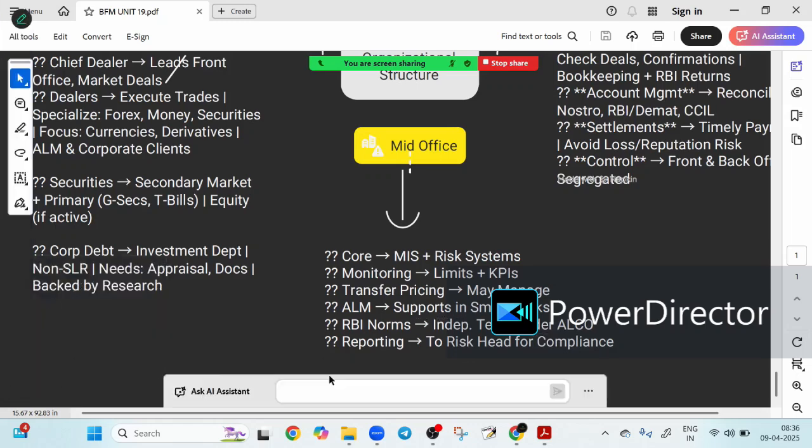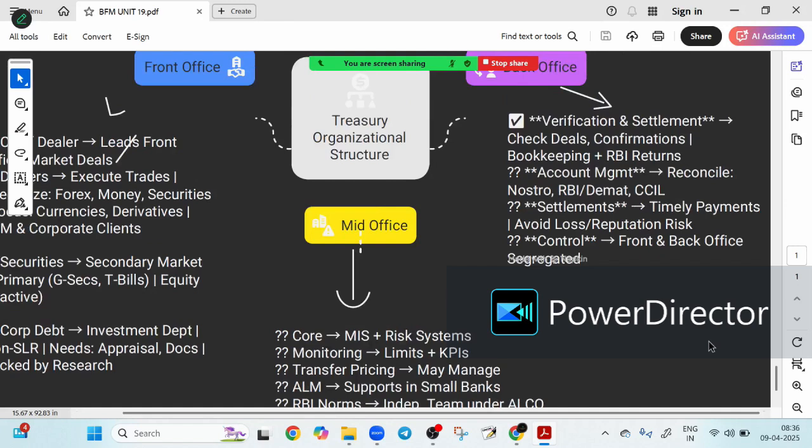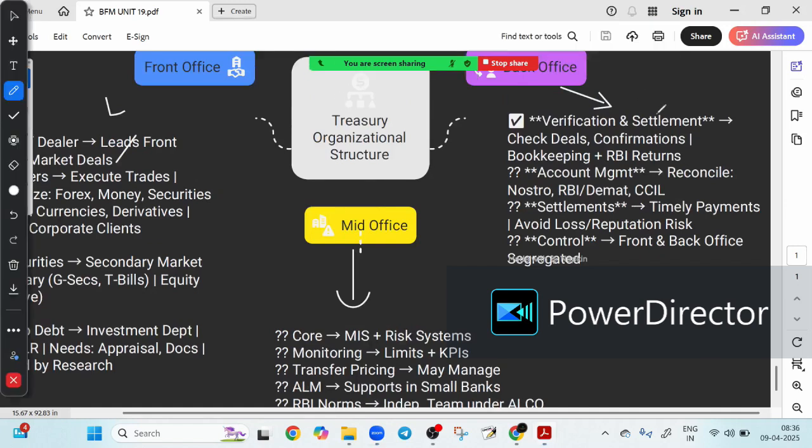And finally, let's look at the back office function on the right hand side. Basically, the back office is the gatekeeper of the accuracy and settlement. This is the backbone of the security operation. This is where everything gets verified, settled, and recorded.